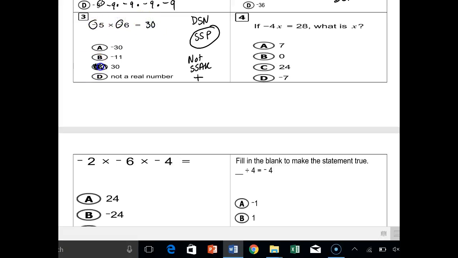You're going to have to learn to switch back and forth through the rules in your head. This would give you something like different signs negative. This is somebody accidentally said, oh, same signs add keep, right? And not a real number is just not an option.